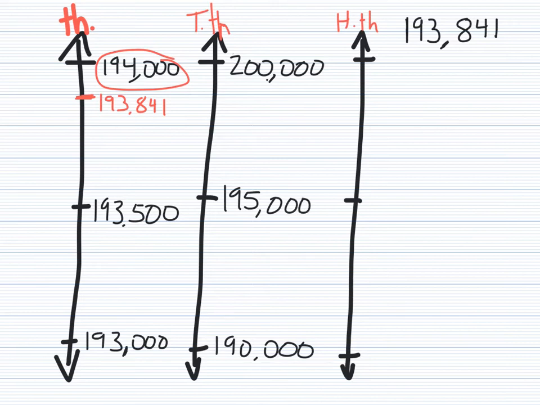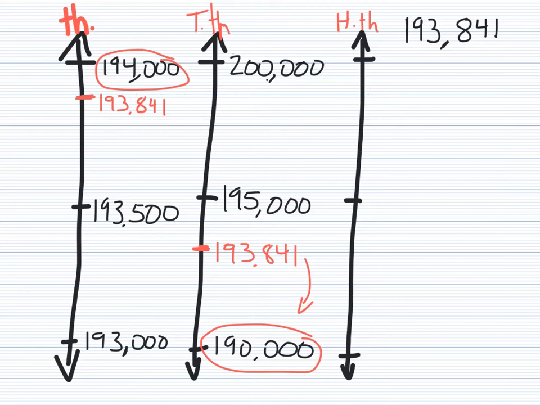Now halfway between these would be 195,000. And we can see that 193,000 is less than 195,000. So that would be somewhere about here on my number line, 193,841. So in this case, when we're rounding to the nearest 10,000, we are going to round down to 190,000.